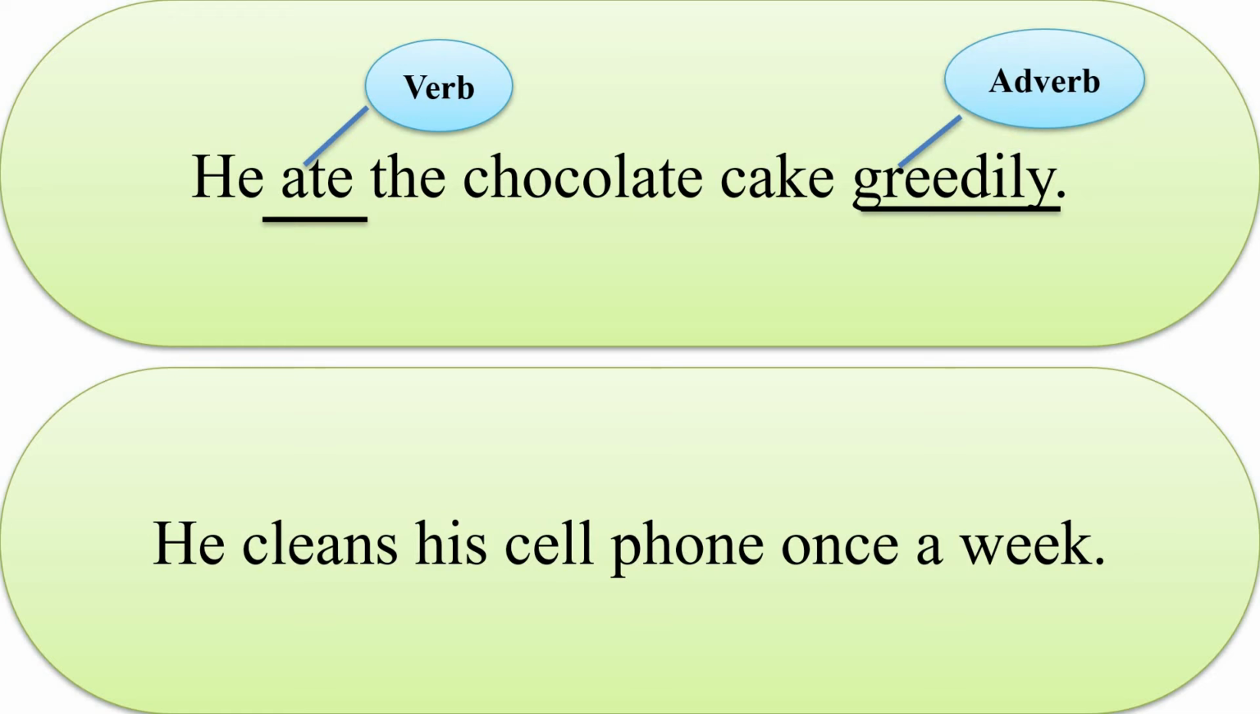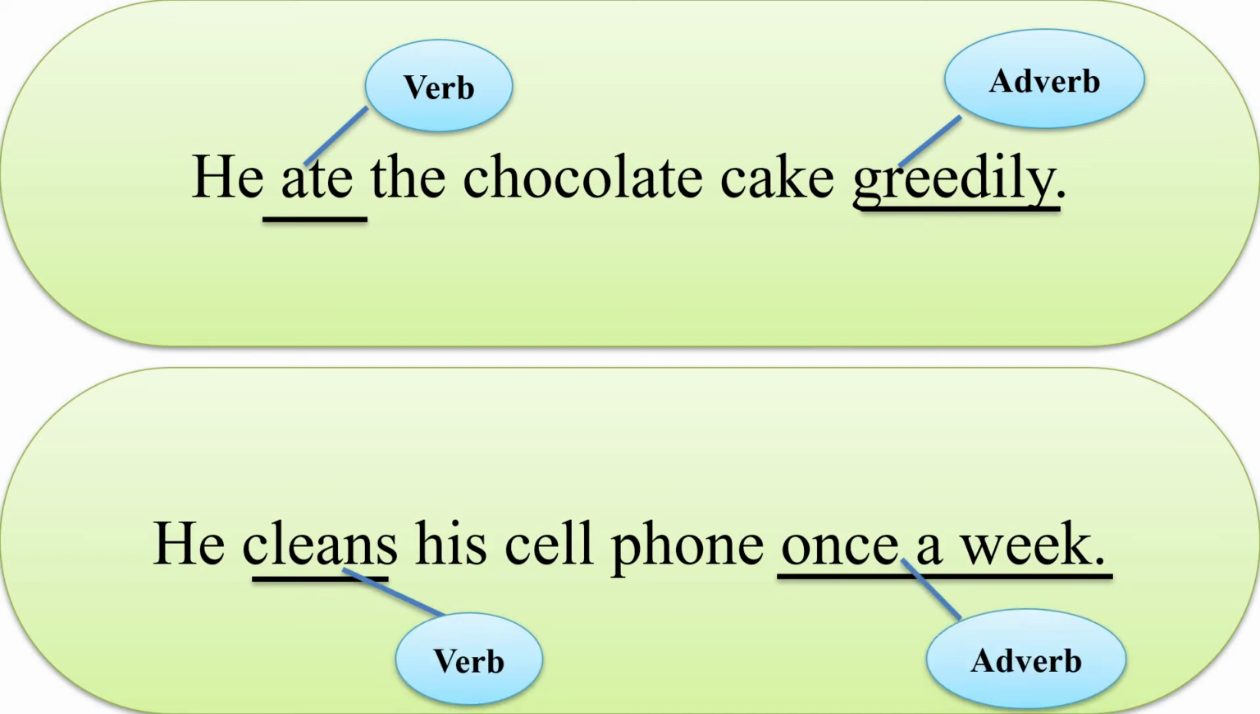In the second sentence, he cleans his cell phone once a week. Can you guess the verb here? The verb here is cleans. And what does he clean? And when does he clean it? He cleans it once a week. Cleans is the verb and once a week is adverb.